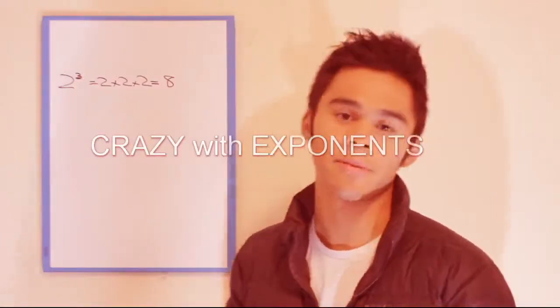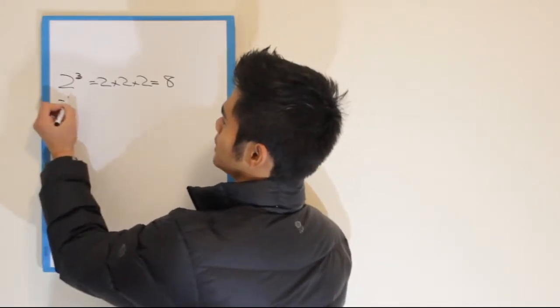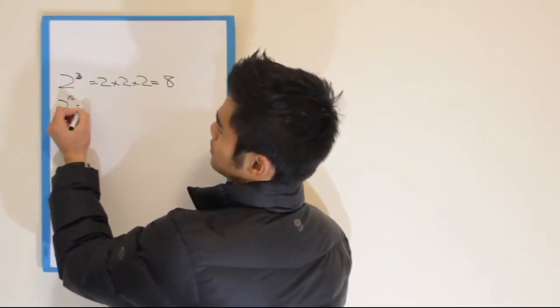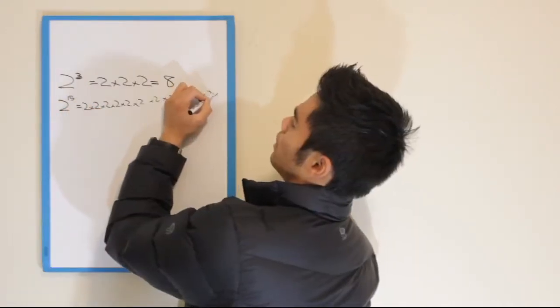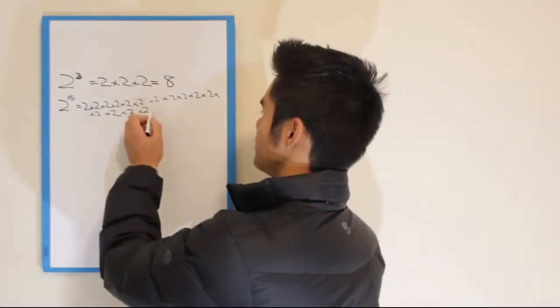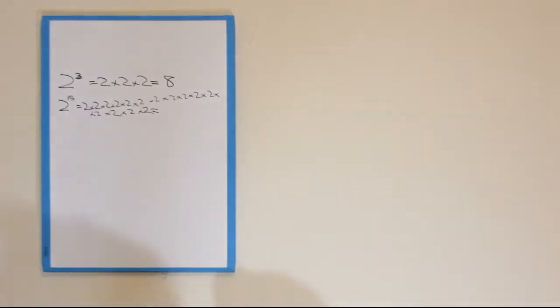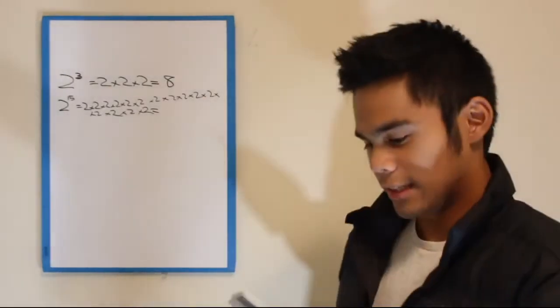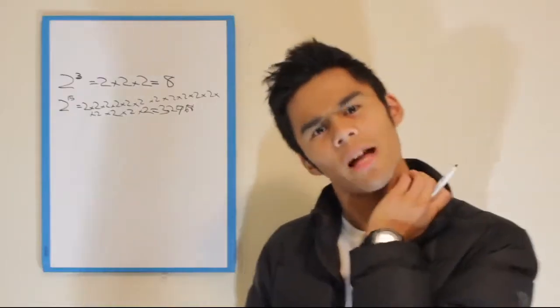And so you can get crazy with exponents. You can say, let's raise 2 to the power of 15. That would be equivalent to 2 times 2 times 2 and so on, which is equivalent to 32,768. And let's try to smash some algebra into this.